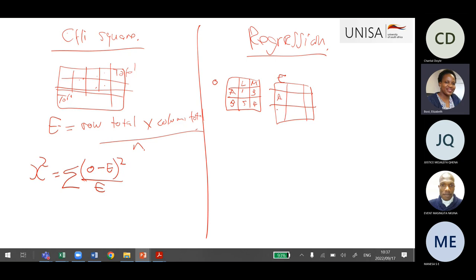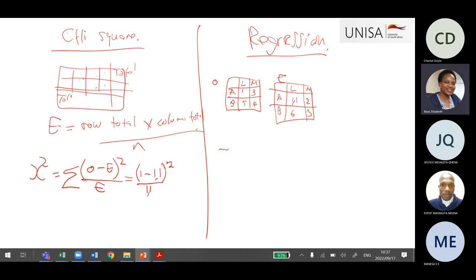And you will have found A and B and L and M. I'm just making rough things here. Let's assume that the expected values were 1.1, 2, 6 and 3, right? All you do with this formula is say your chi-squared is your observed 1 minus your expected 1.1. You square the answer.